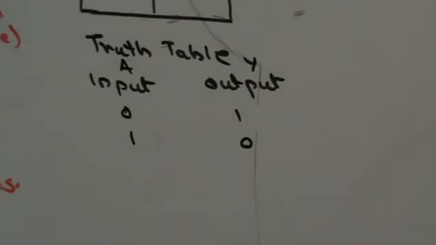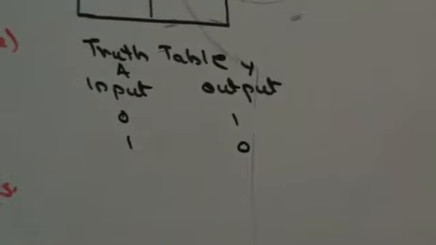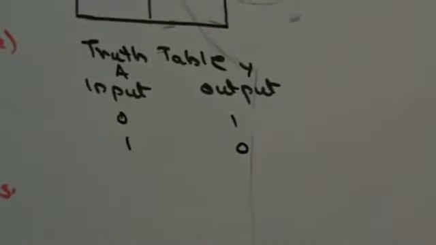Okay. Now, using these three basic gates, I could make more gates from them. I could make a NOR gate. Now what is a NOR gate? Next, the next gate that you have is a NOR gate.